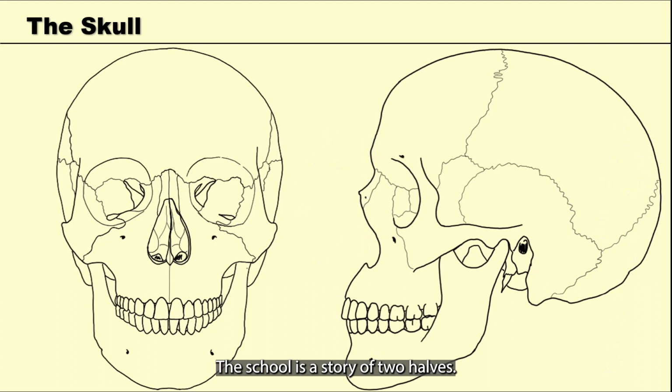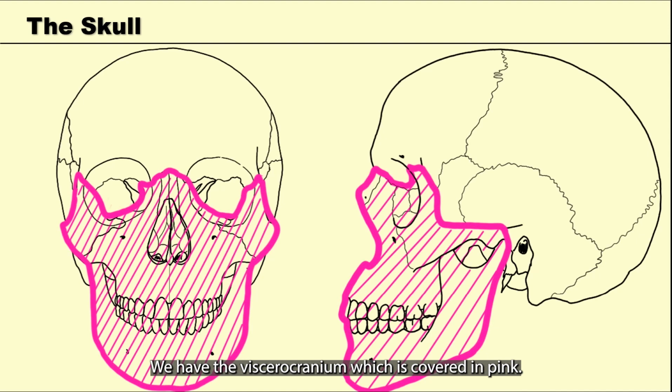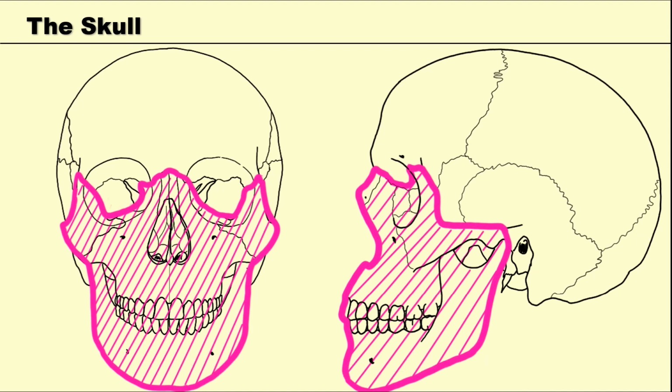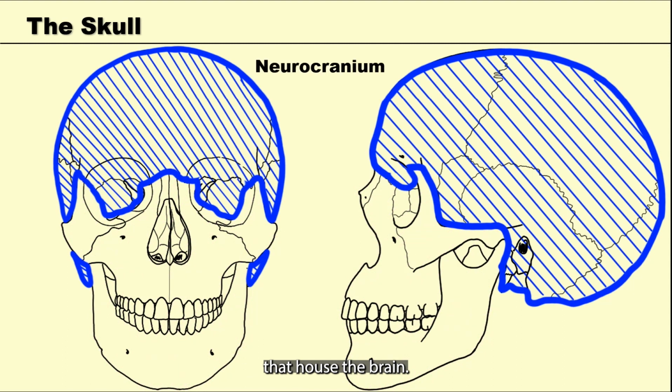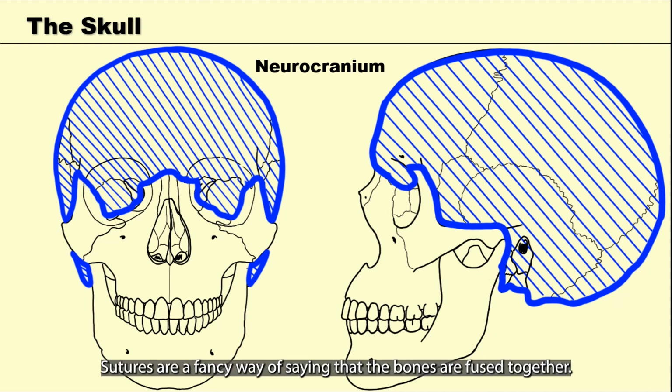The skull is a story of 2 halves. We have the viscerocranium, which is covered in pink. The viscerocranium describes the skull bones that form the face, whereas the neurocranium is made up of the bones that house the brain. All of the bones of the skull, except for the ear bones, the hyoid and the mandible, articulate via sutures. That means that they are connected by sutures. Sutures are a fancy way of saying that the bones have fused together.